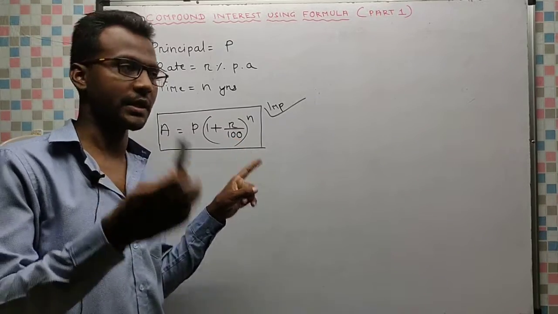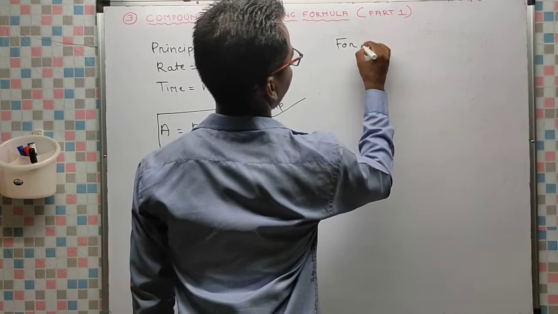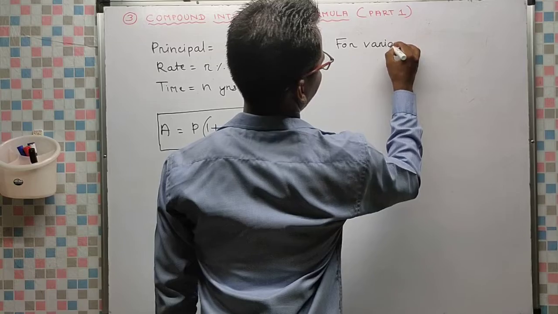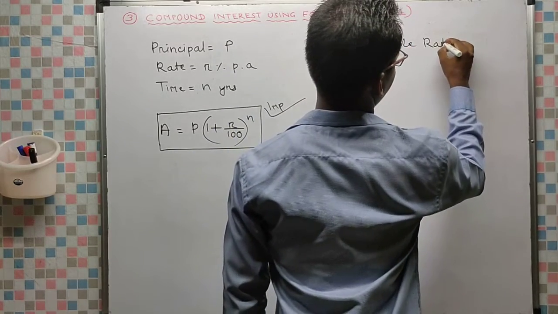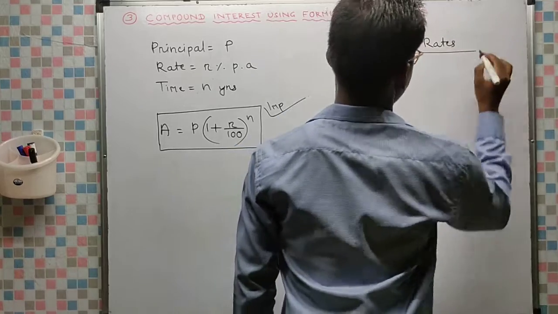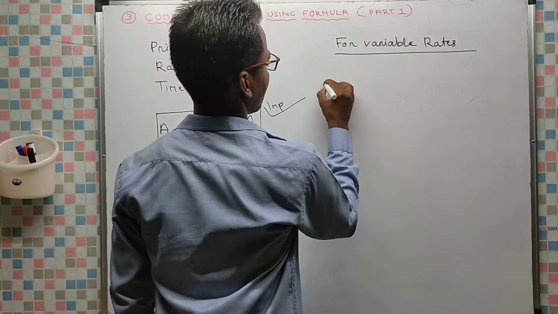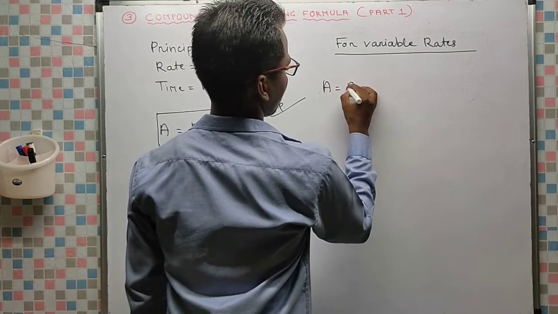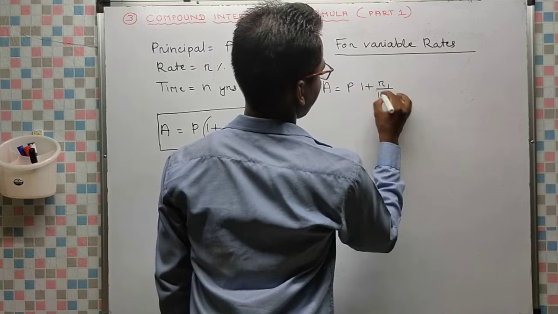If the rate of interest is changing, for variable rates, the formula will be amount is equal to P into 1 plus R1 by 100.